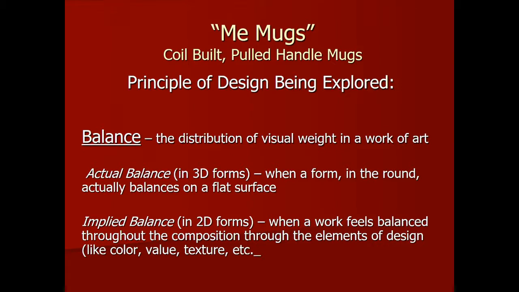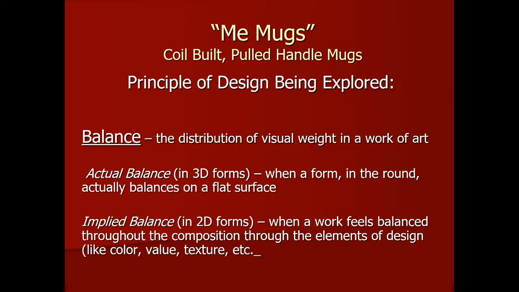Balance is the distribution of visual weight in a work of art. There are 2 types of balance: actual balance and implied balance. Actual balance refers to 3D forms. Remember, a form is a shape in the round. Actual balance occurs when a form in the round, meaning we can view it from all sides, balances on a flat surface. That means it stands, doesn't wobble, doesn't fall over. Actual balance refers to sculptures, ceramics, pieces that are meant to be seen all the way around.